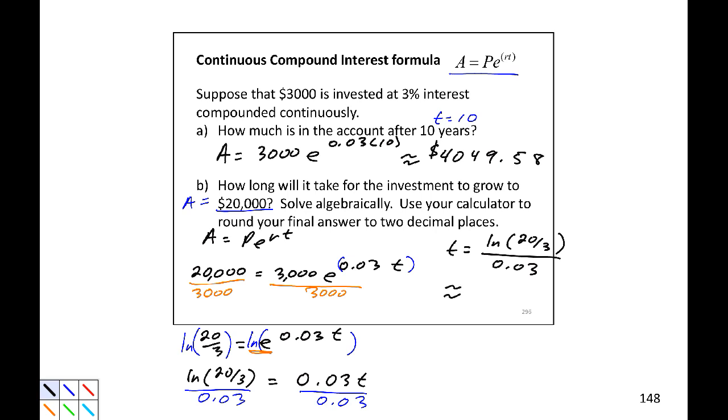Now this value, to 2 decimal places, in my calculator, natural log of 20 divided by 3, close parentheses, divided by 0.03, is 63.24. And that is how long, so this is in years. Depending on if you want the exact value or the approximate value, one of those 2 expressions will be it.